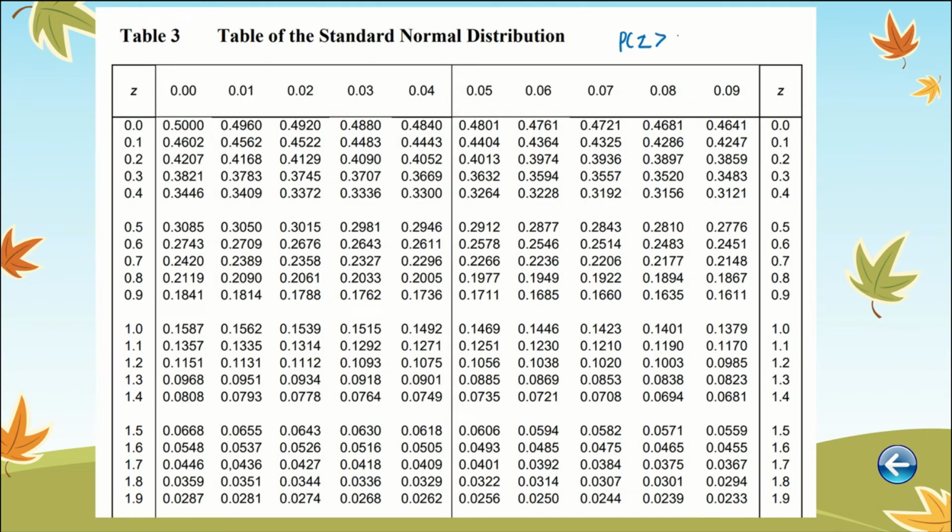We want to read at P(Z greater than 1.85), same as the previous example. We read from the column on the left side, 1.8. 1.8 is here, and 85, so the second decimal is 0.05. So our answer will be this value, 0.0322.